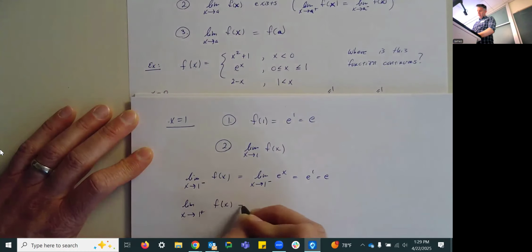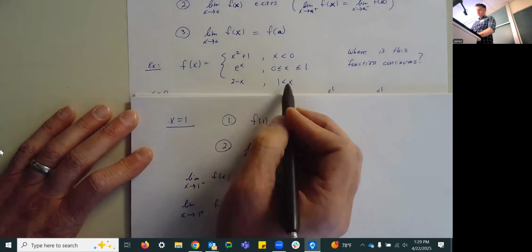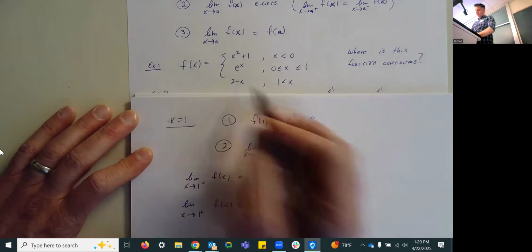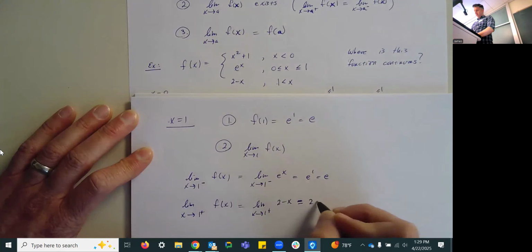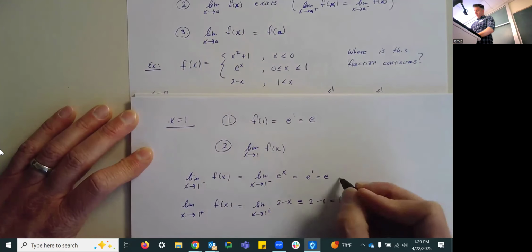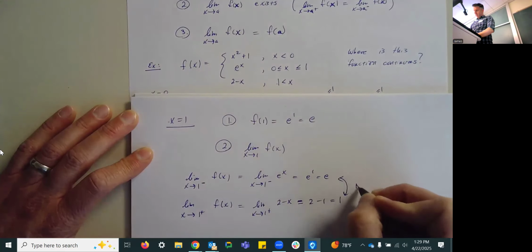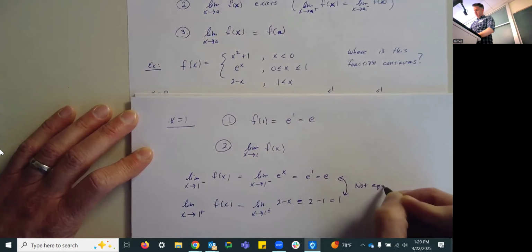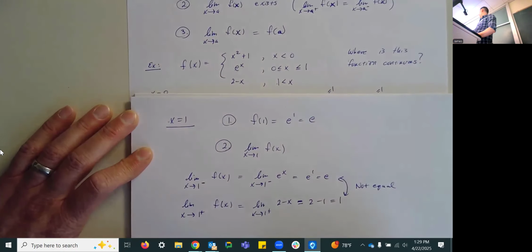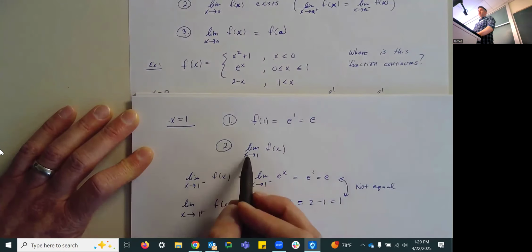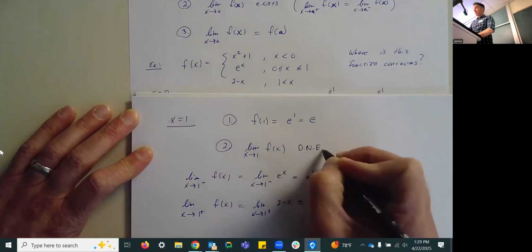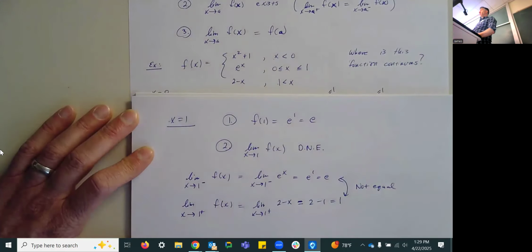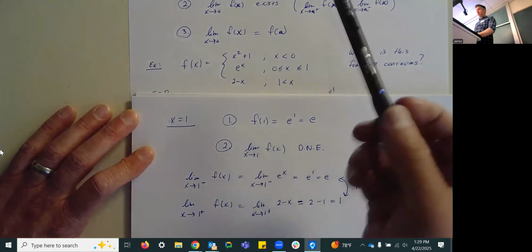And now on the right-hand side of 1, as x approaches 1 from the right of f of x, we're going to have the limit as x approaches 1 from the right of, well, when x is bigger than 1, our function is 2 minus x. And if we plug that in, we get 2 minus 1, which is 1. And those two numbers are not equal to each other. e is definitely not equal to 1, which means the limit as x approaches 1 of f of x does not exist. And we're done. We get to say the function is discontinuous because one of the three things failed to be true.